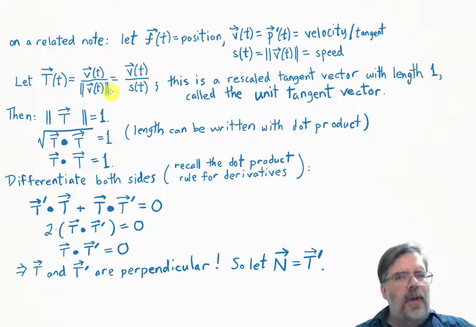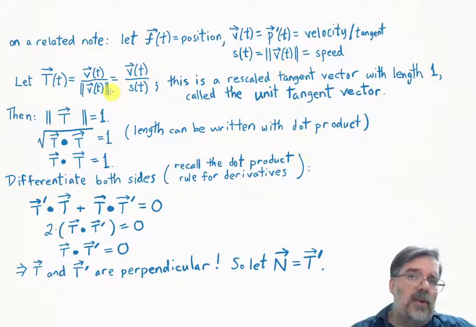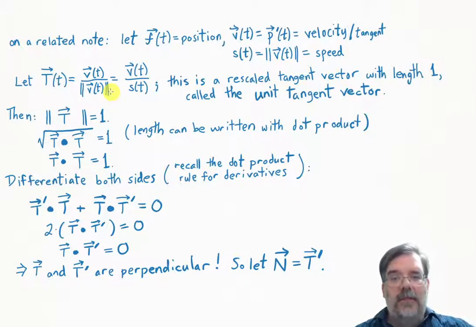In particular, you might remember we've done this for ordinary vectors before, numeric vectors, and this produces a vector of length 1, which is called a unit vector. Since we're doing this operation, dividing by the length of a tangent vector, we'll call this the unit tangent vector. So a unit tangent vector has length 1. The length of this vector is 1.